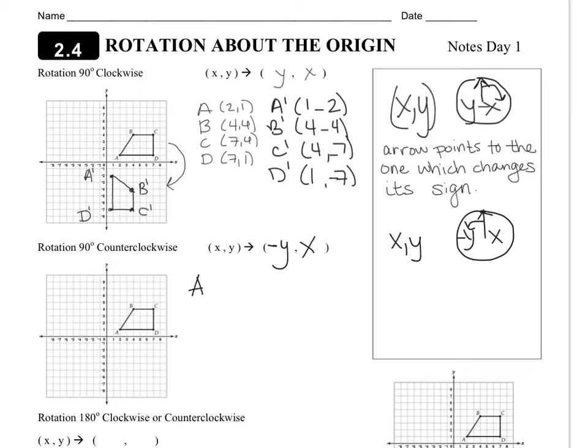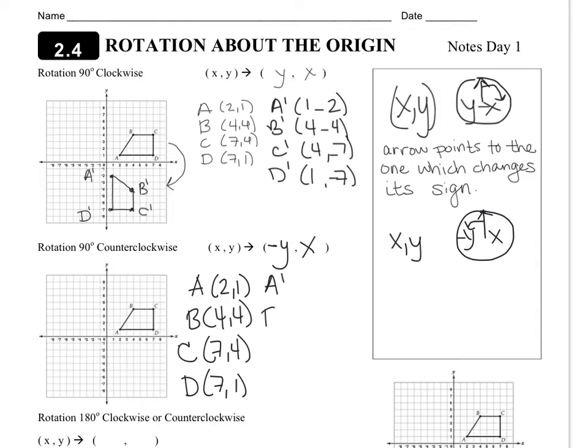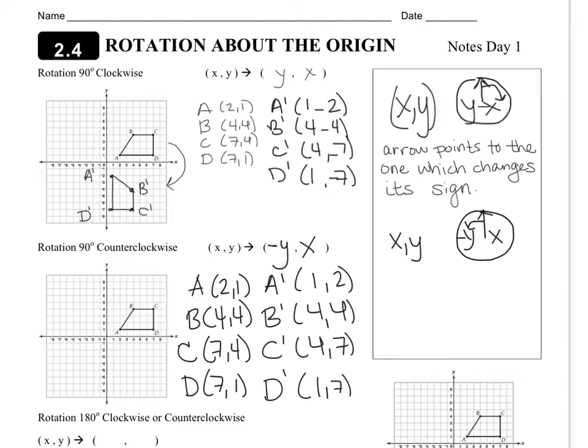So let's write the ordered pairs. 2, 1 for A, 4, 4 for B, 7, 4 for C, and 7, 1 for D. Okay, according to the rules for A prime, all the primes, I'm just going to write A prime through D prime. First, I'm going to flip their spaces. So 2, 1 goes to 1, 2. 4, 4 goes to 4, 4. 7, 4 goes to 4, 7. And 7, 1 goes to 1, 7. And the one who changes the sign is the one in front.